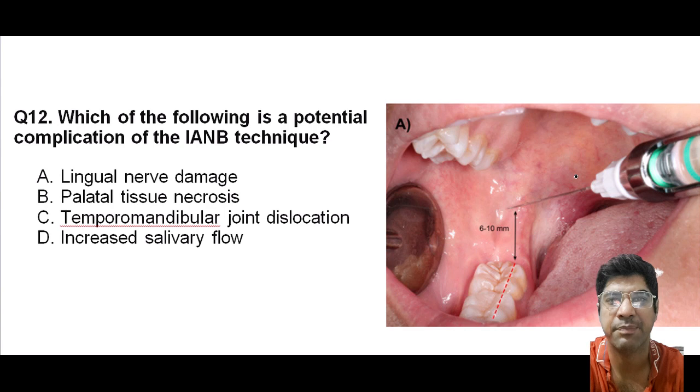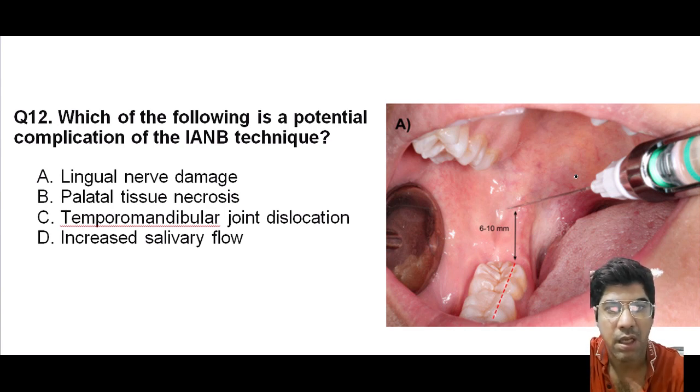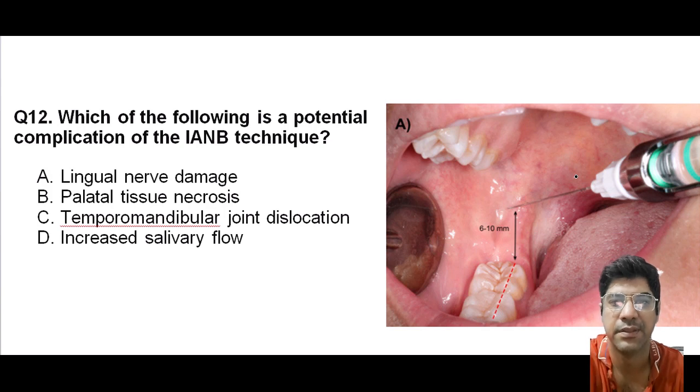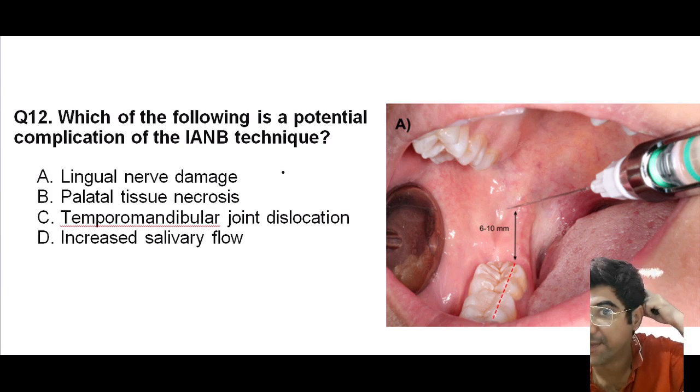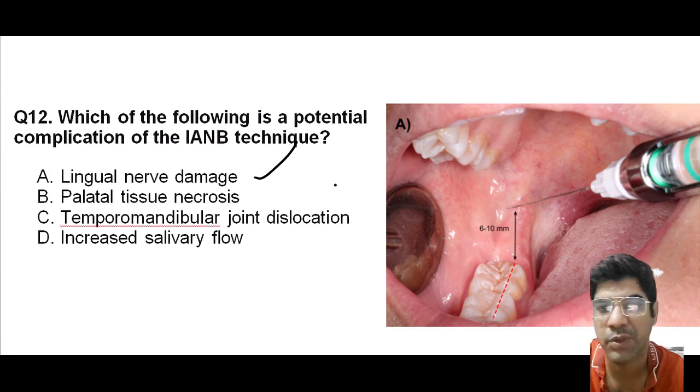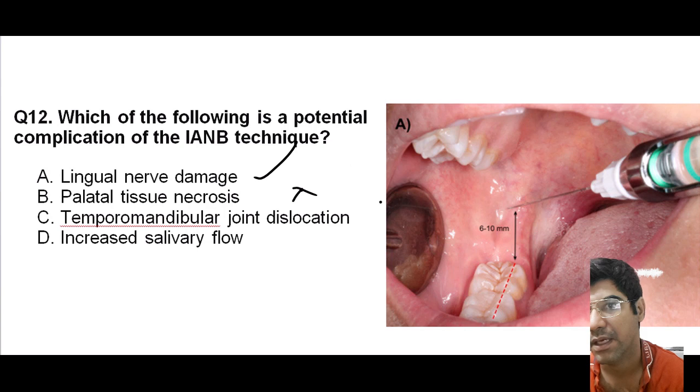Which of the following is a potential complication of inferior alveolar nerve block? The most important potential complication associated with the inferior alveolar nerve block technique is damage to the lingual nerve, which runs close to the injection site, and can result in lingual nerve numbness and altered sensation. So the answer is A.